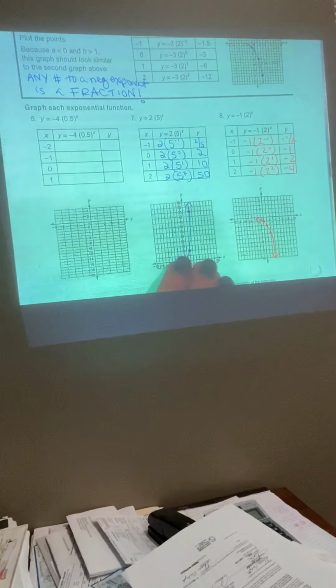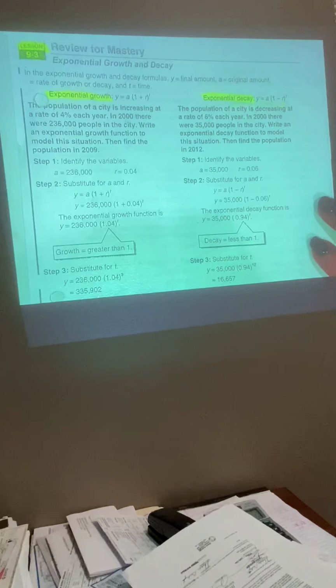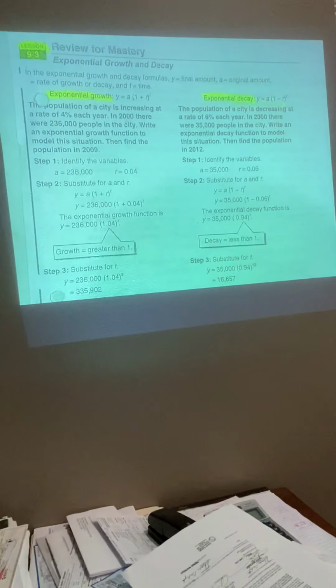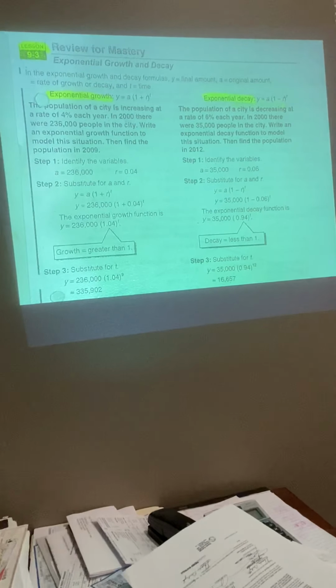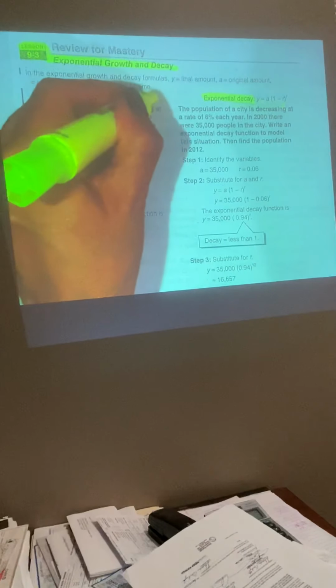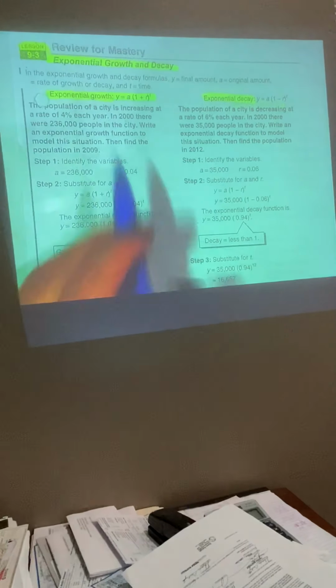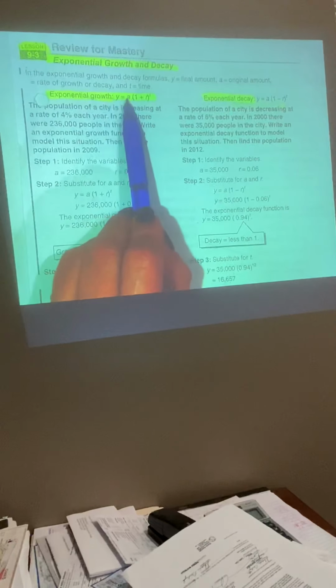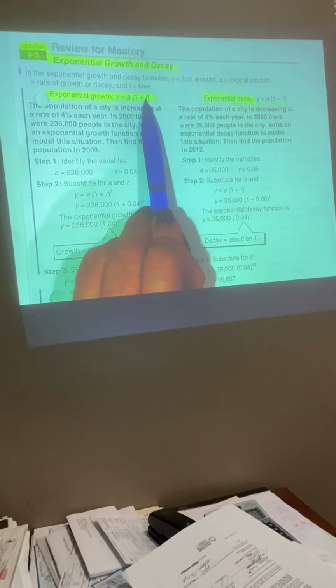Okay, moving on to 9.3. 9.3 is about exponential growth and decay. Our first formula that you have to memorize is exponential growth. Here's your formula for exponential growth that you need to memorize. Y is the amount, a is your original amount, r stands for the rate of growth, and t stands for time.